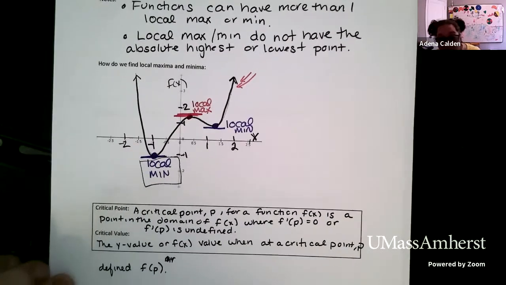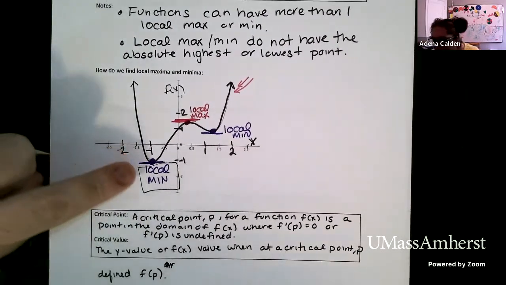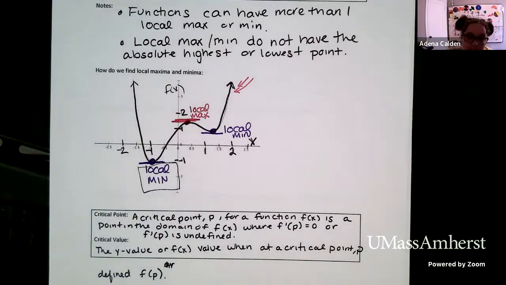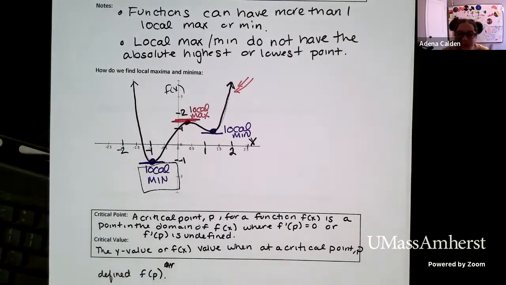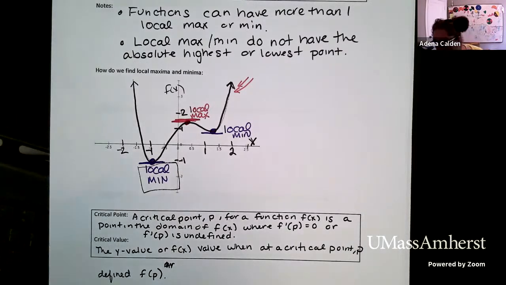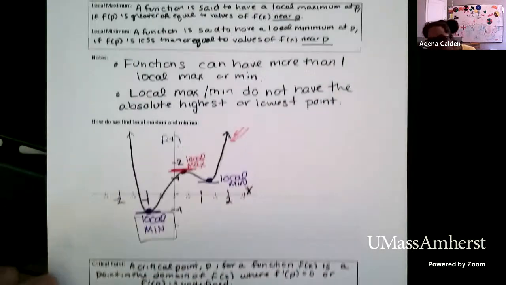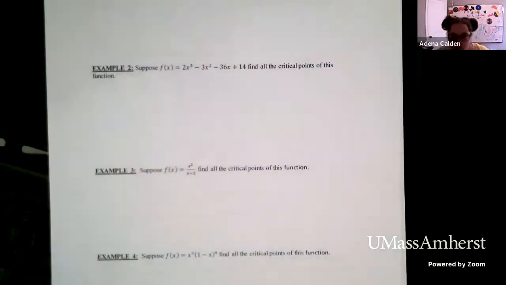We're going to be finding a lot of critical points, and we're going to get really comfortable determining where these horizontal tangent lines are. And once we get really good at that, then we can say, hey, how do we know if it's a local max or a local min? Okay, but before we can do that, we have to get really comfortable with critical points.